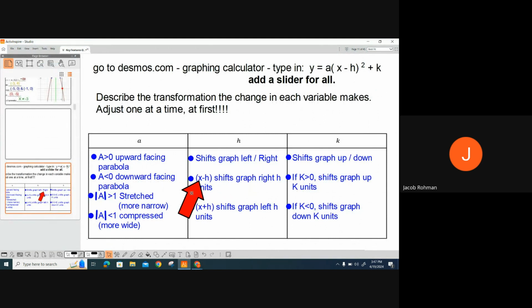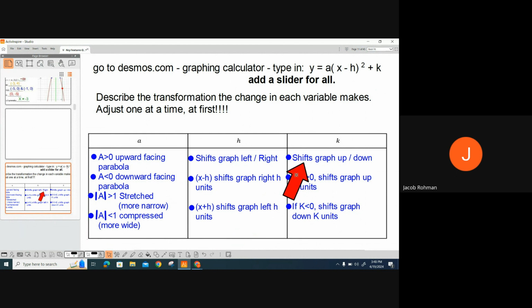And then here we would say that when X minus H in this function, that shifts the graph right H units. And when X plus H, it's going to be shifting the graph left H units.